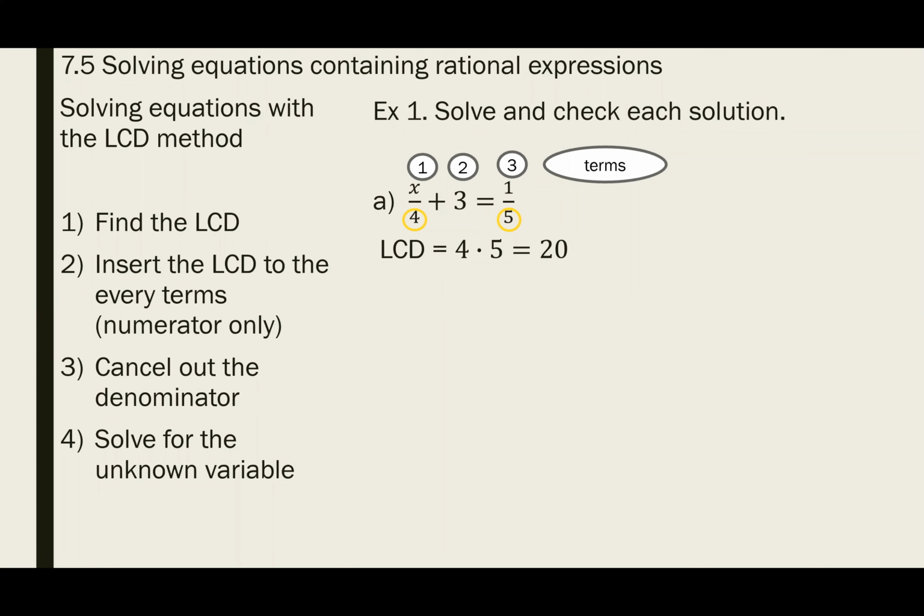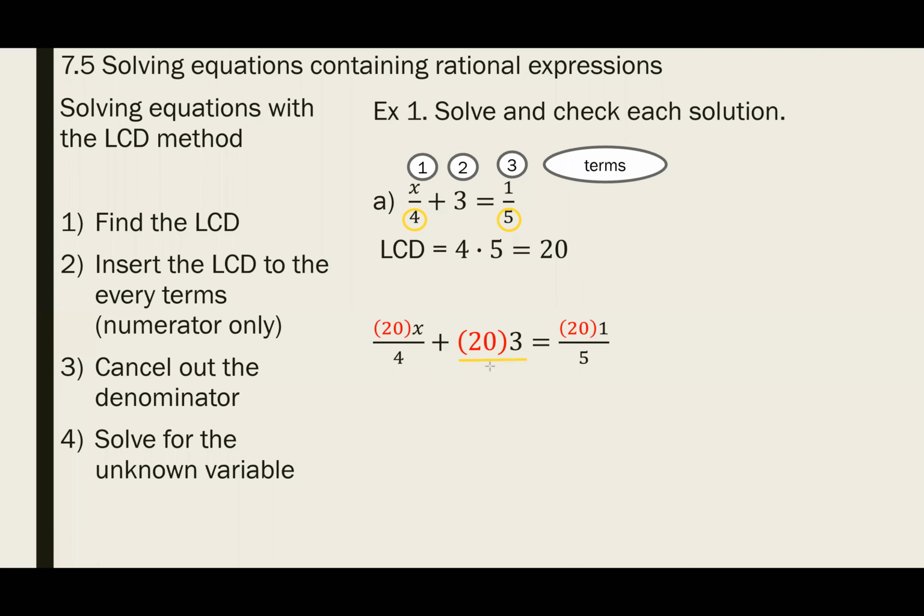So once you do that, step 2, you need to insert your LCD to the numerator. So in my first term, I put 20 on the numerator. My second term, I don't have a denominator, so I just put 20 next to the 3. And in my third term, I put the 20 on the numerator. If you think in terms of this item, this is basically my numerator, right? I have a 1 underneath, so that's why the 20 is still on the numerator, because the whole number is over 1.